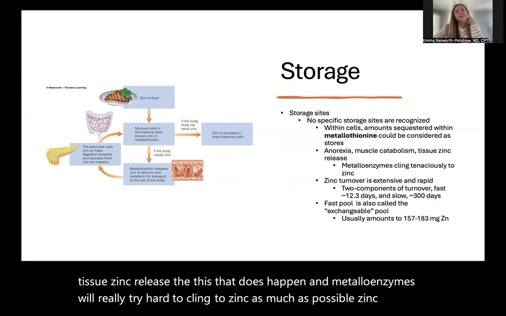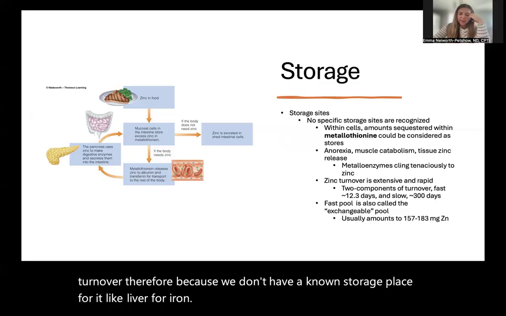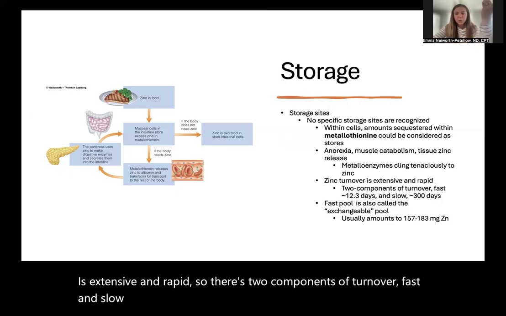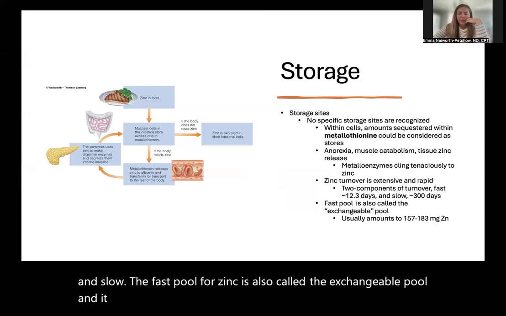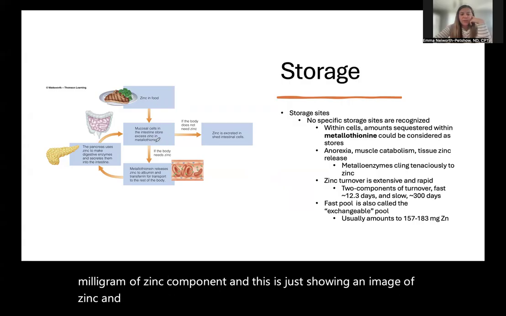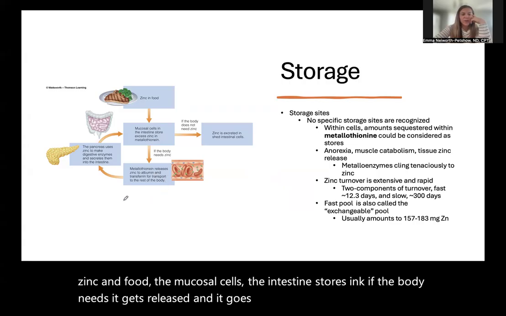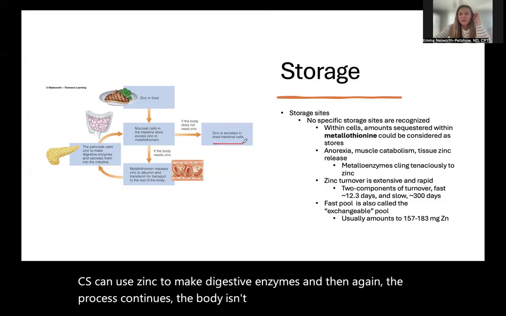Zinc turnover, therefore, because we don't have a known storage place for it, like liver for iron, is extensive and rapid. So there's two components of turnover, fast and slow. The fast pool for zinc is also called the exchangeable pool, and it is going to be in amounts that are a little bit higher from a milligram of zinc component. And this is just showing an image of zinc in food. The mucosal cells in the intestines store zinc. If the body needs it, it gets released and it goes to transport. The pancreas can use zinc to make digestive enzymes, and then, again, the process continues. If the body doesn't need it, zinc will be excreted and shed.